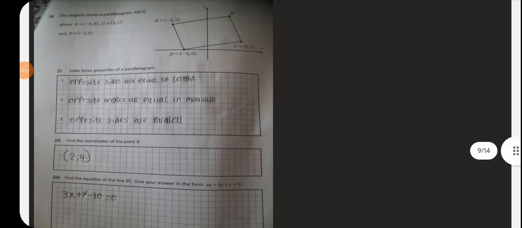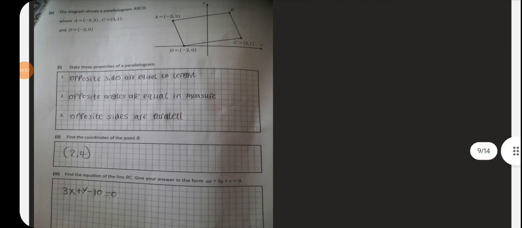This is another question. The diagram shows a parallelogram ABCD, and there are the coordinates given. This one is easy. State 3 properties of a parallelogram. The first one, opposite sides are equal in length. The second one is opposite angles are equal in measure.